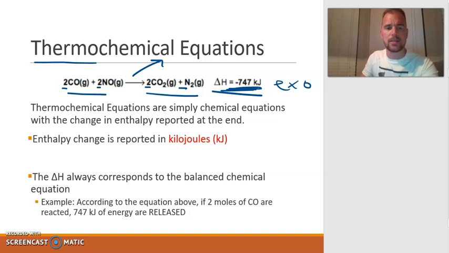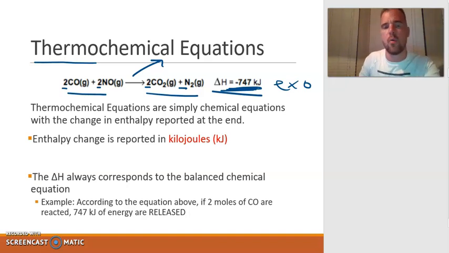So if I react 2 moles of carbon monoxide, 747 kilojoules of energy is released, right? If I react 2 moles of nitrogen monoxide, 747 kilojoules of energy is released. If I produce 2 moles of carbon dioxide, 747 kilojoules of energy is released. And you may have guessed it, if I produce 1 mole of nitrogen gas, 747 kilojoules of energy is released. That energy always corresponds to the mole ratio, okay?